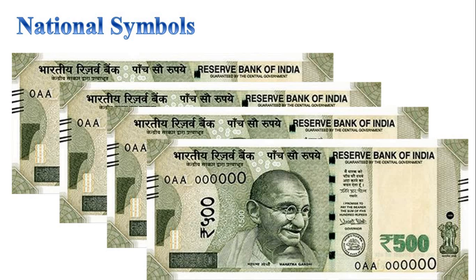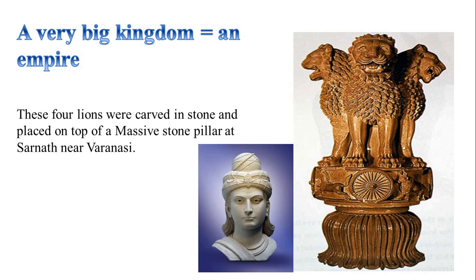Let's try to know. Ashoka is one of the well-known greatest rulers of history. On his inscriptions, there are many instructions inscribed on pillars as well as on rock surfaces. One of these pillars is found in Sarnath near Varanasi. These 4 lions that you see on Indian currency are taken from Sarnath near Varanasi, that were carved in stone and placed on top of a massive stone pillar. Students, in the image you can see 4 lions. 3 are visible to you and 1 is hidden behind.